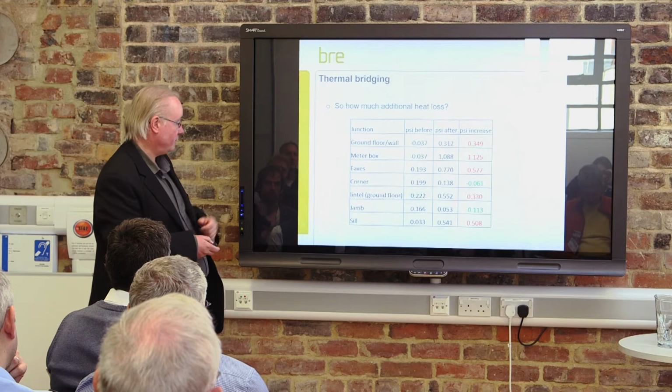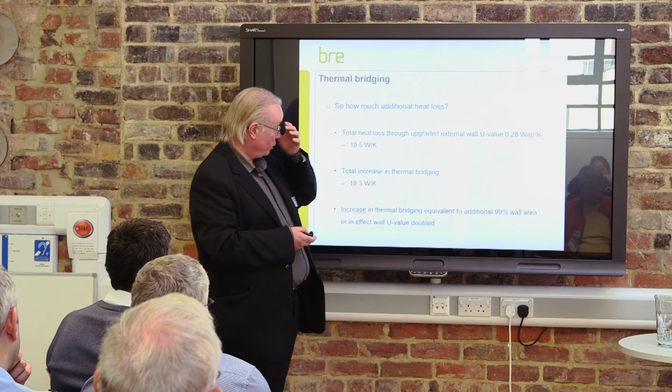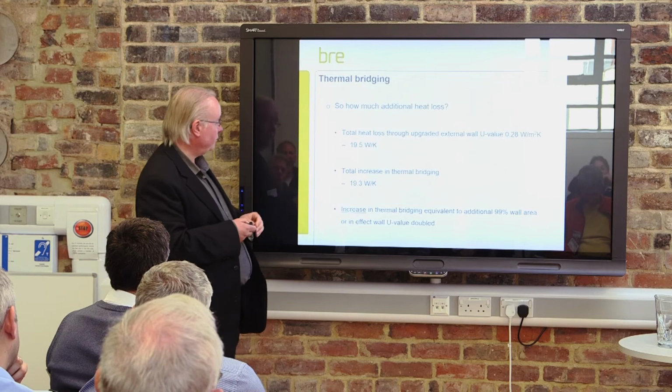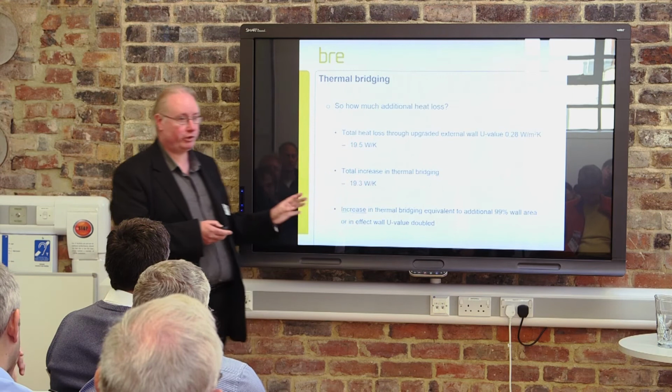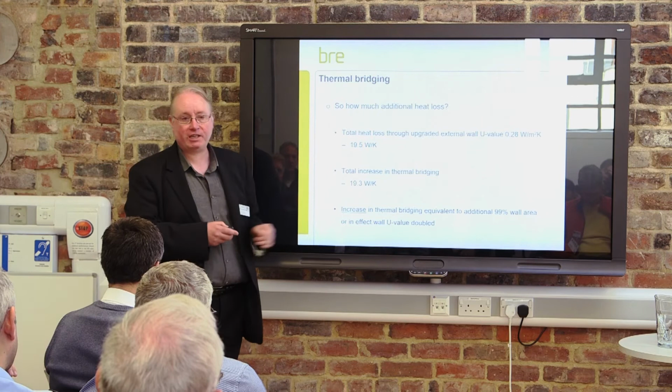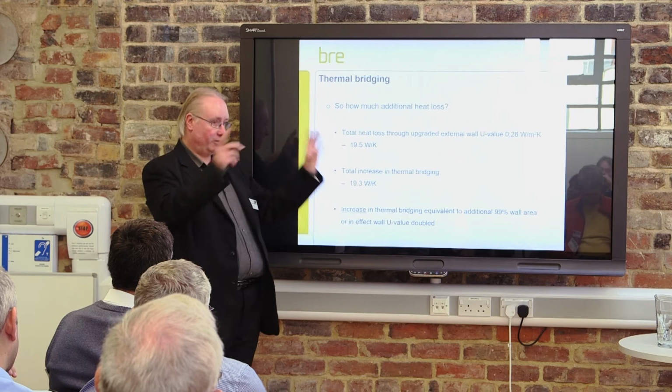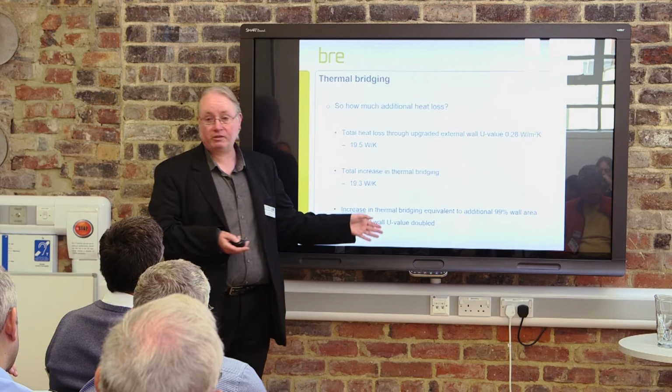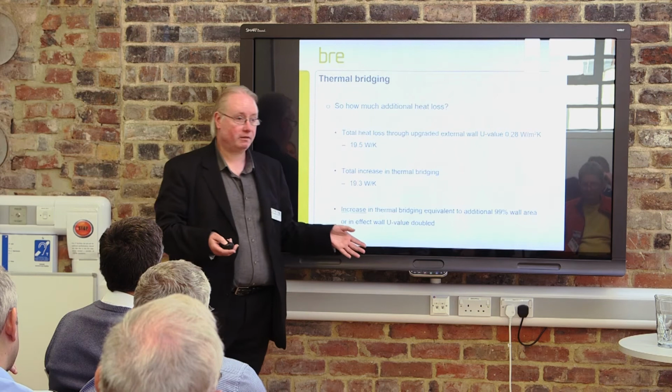So the proposed wall U value was 0.28. When you multiply that by the total wall area, total heat loss was 19.5 watts per Kelvin for the walls. You add up all the increase in thermal bridging heat loss, not the thermal bridging heat loss, this is the increase, and it's virtually the same as what the wall U value heat loss is. So in effect, because you didn't do anything to try and mitigate thermal bridging heat loss, you doubled the wall U value. It went from 0.28 to 0.56. Well, of course, 0.28 goes in the ECO and Green Deal calculation.